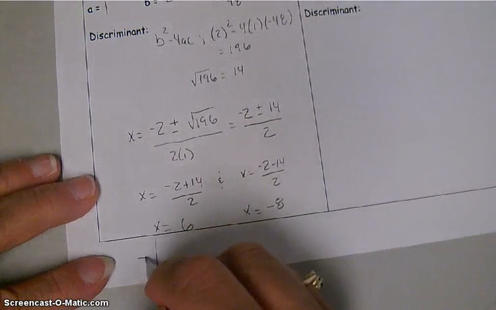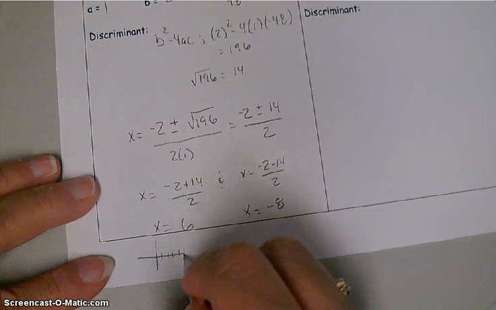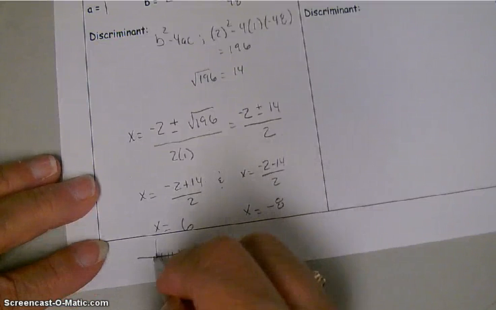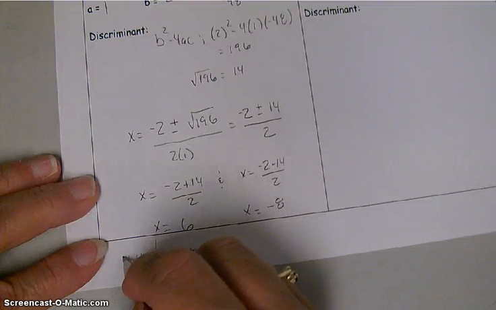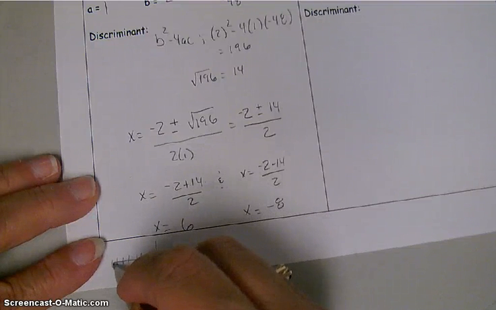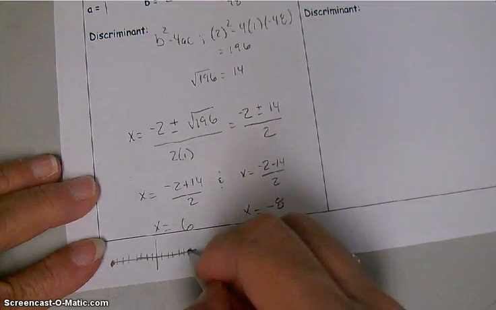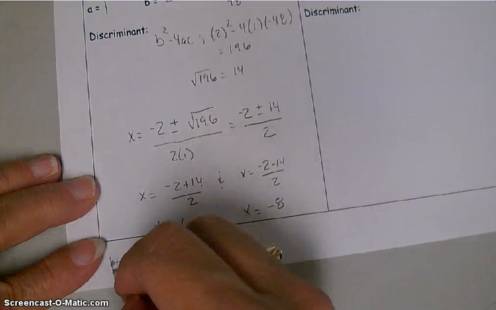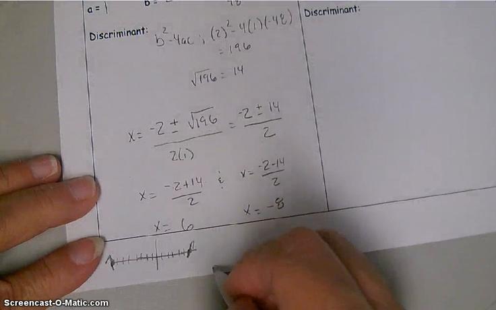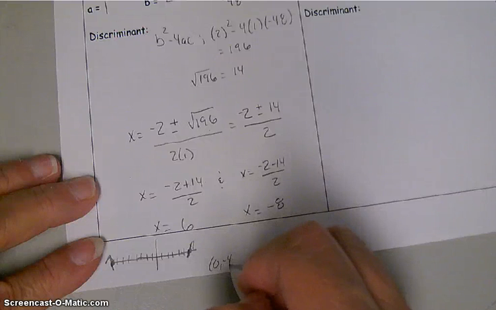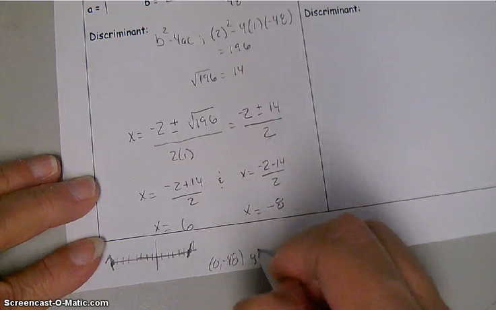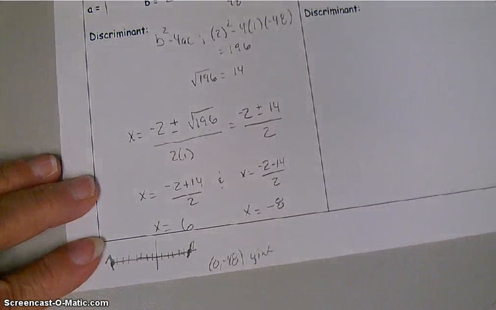What that's telling me is that I'm crossing over here at 6 and negative 8. Those are my x-intercepts. So I know my graph is coming through, and then down here at 0, negative 48 will be my y-intercept.